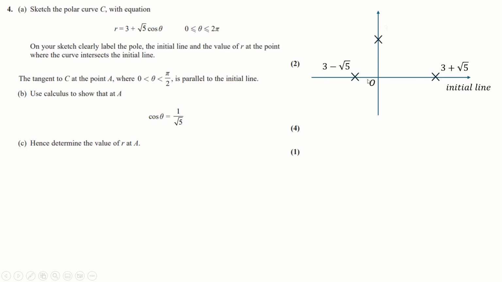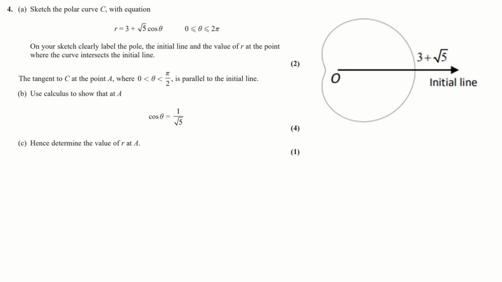It's just in this direction because pi is in this direction as an angle. And then you can use pi over 2 and minus pi over 2 and get these. I think you're just supposed to know it looks a bit like this shape. Given it's only 2 marks, I think you're just supposed to have memorized that. The tangent to C at the point A is this, parallel to the initial line. So it's kind of like this parallel line here.